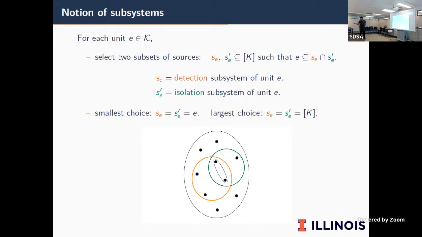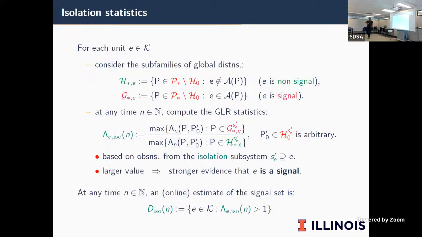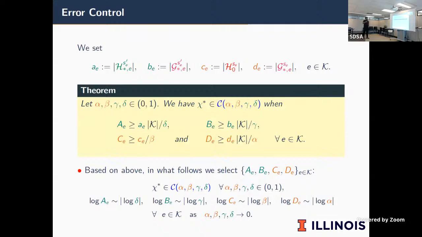There are multiple possible ways you can choose your subsystem. This is just one example. The largest choice is when you put all the data for carrying evidence for every unit. All right, so detection statistics and isolation statistics I created based on my subsystems. Now error control, as I told you previously: the proposed test T star, D star has to be in the class that controls the errors alpha, beta, gamma, delta. So how do I choose my thresholds A, B, C, and D? That is done by this theorem. A and B are controlled by the isolation errors delta and gamma. C and D are detection thresholds that are controlled by the detection errors alpha and beta. So very nice, we have our 4 thresholds controlled by the 4 specifications of the error control.